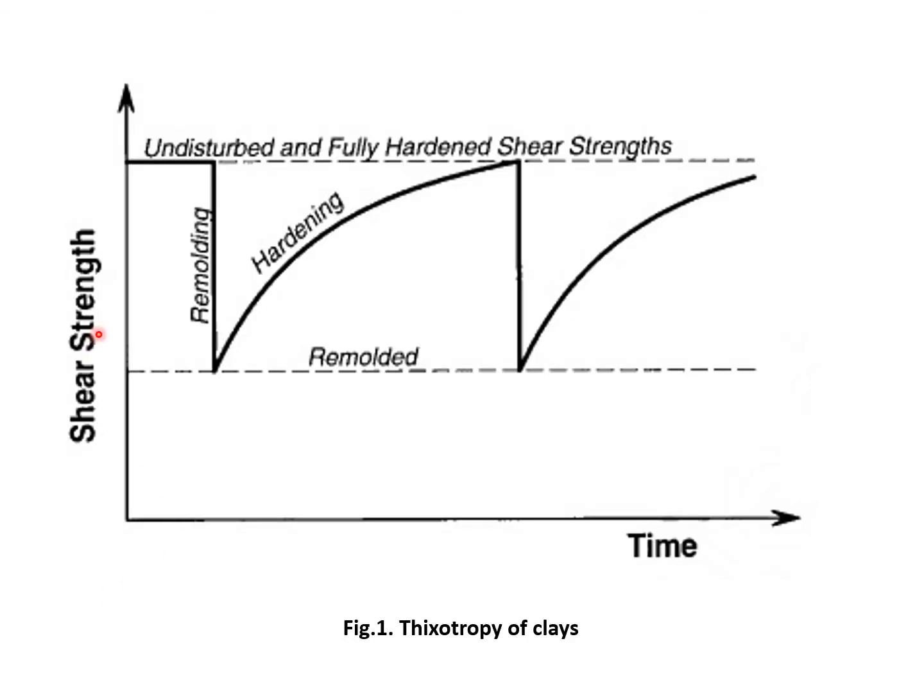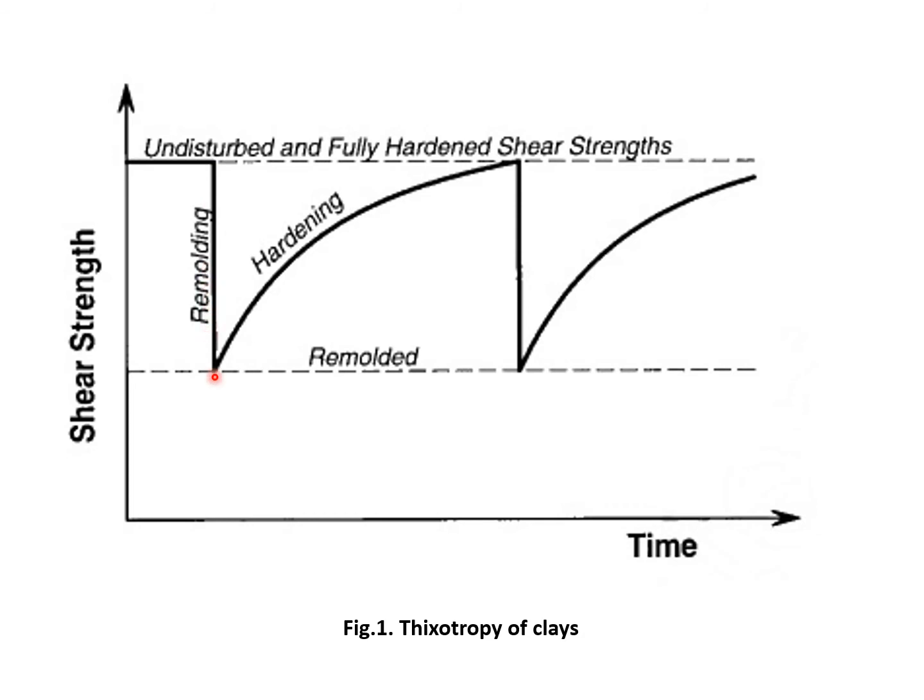So in this diagram, thixotropy of clays can be understood. You can see here the shear strength, and this axis is meant for the time. So what is happening? We have the undisturbed and fully hardened shear strength for one particular soil. But at this particular time, because of the remoulding, you can see that the strength has dropped to this.